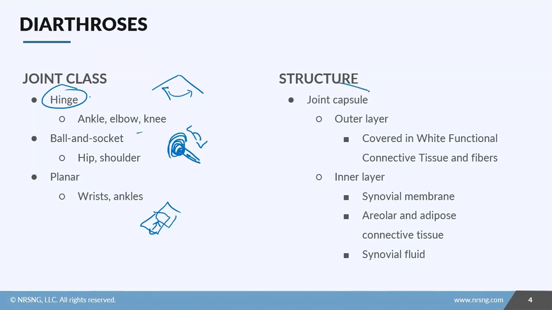So when we're talking about the structures of a diarthrotic joint, this is really important too. You have a joint capsule. You have an outer layer of the joint capsule, and you have an inner layer of the joint capsule. The outer layer is covered in white fibrous connective tissue and other fibers, whereas the inner layer is a little bit different. The inner layer is going to have something called a synovial membrane. You have areolar and adipose connective tissue, and then you have synovial fluid. And synovial fluid is really important for any sort of joint capsule that has a synovial membrane. What the synovial fluid does is it provides a cushion and lubrication for the joint to move fluidly.